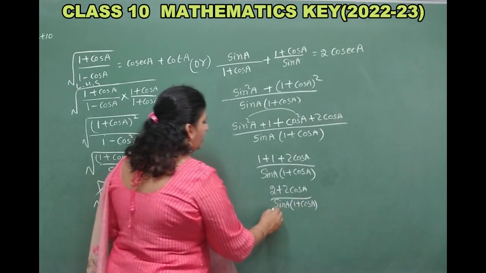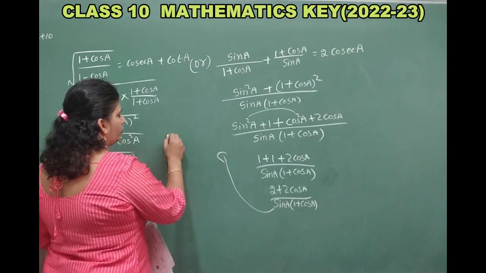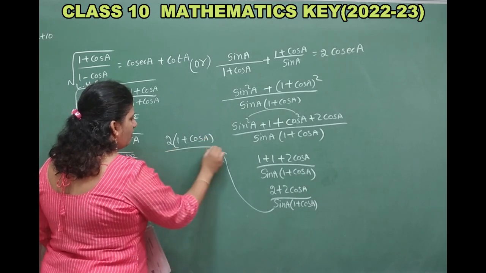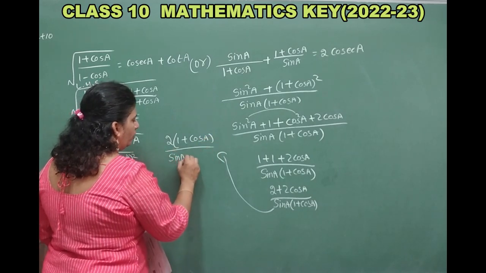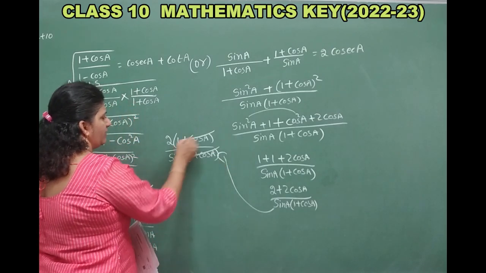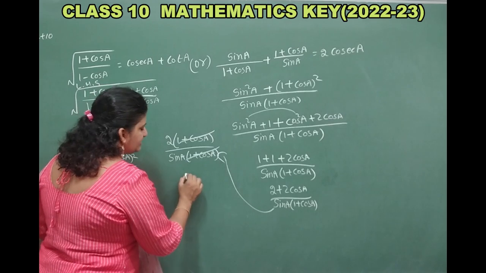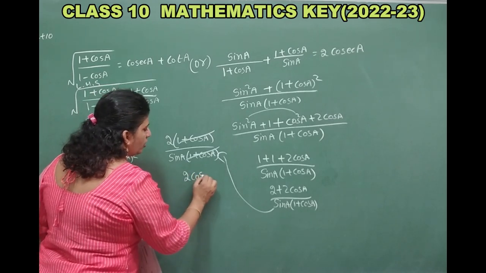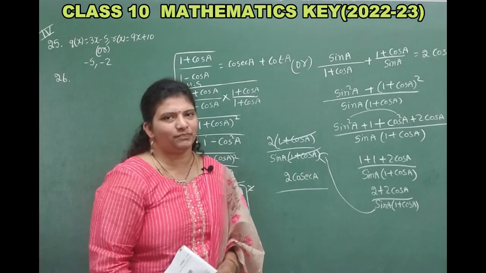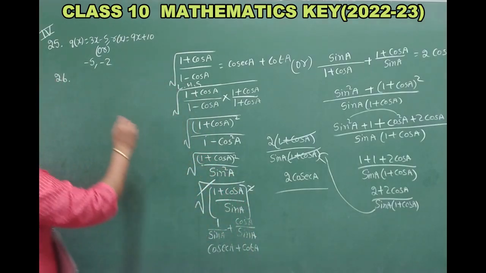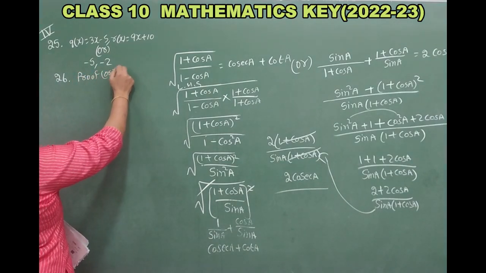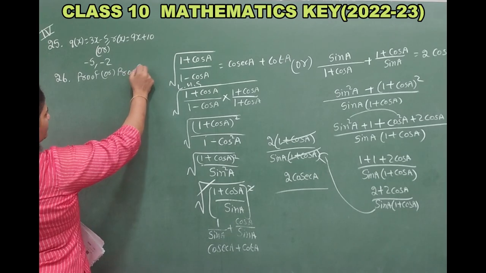Now in the numerator you can take out 2 common. 1 plus cos A by sin A into 1 plus cos A. 1 plus cos A, 1 plus cos A cancel. 2 by sin A is nothing but 2 cosecant A. Therefore, that is your RHS. Hence, it is proved. Okay. So, let me write here only proof or proof. There are 2 trigonometric proofs given for you.